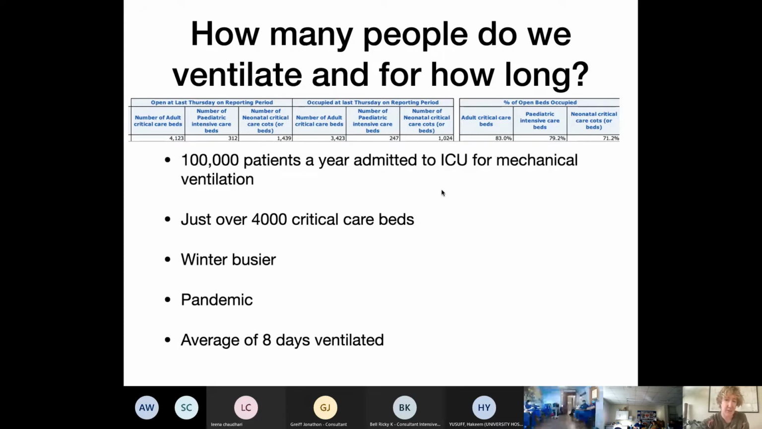And about 100,000 patients a year are admitted to intensive care for mechanical ventilation through those 4,000 beds. The winter is obviously much busier because of seasonal respiratory illness. The pandemic's changed the game a bit with that. And patients who are ventilated spend an average of about 8 days ventilated.